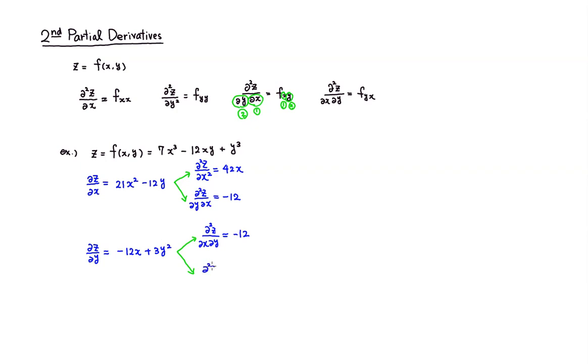And the second partial of z with respect to y twice. This is going to be the partial of the first term, which is 0 because it's a constant. The partial of 3y squared would be 6y. So those are all four kinds of second partial derivatives of this given function of two variables. That's it. I hope that this was clear.